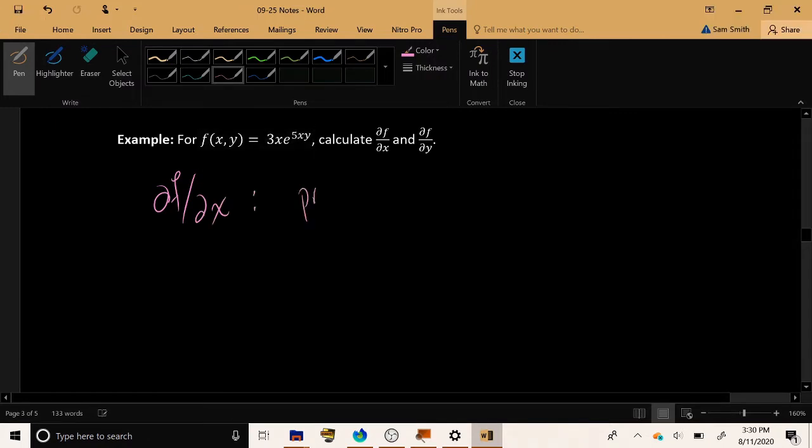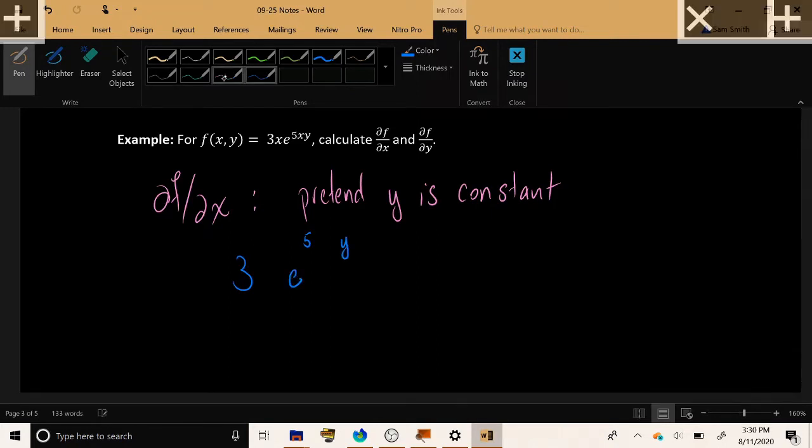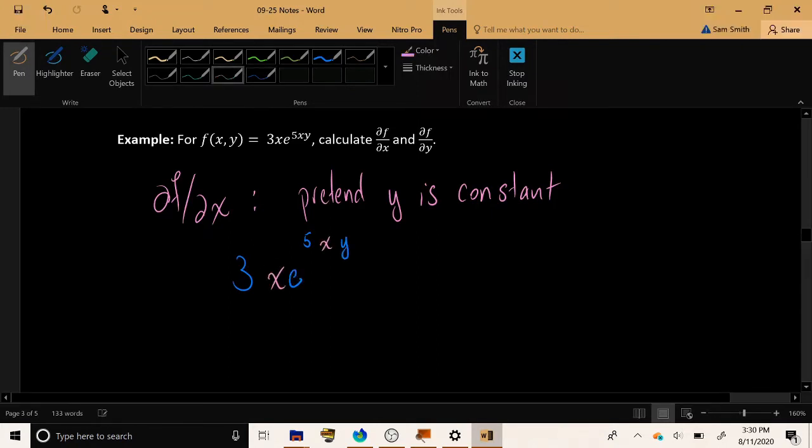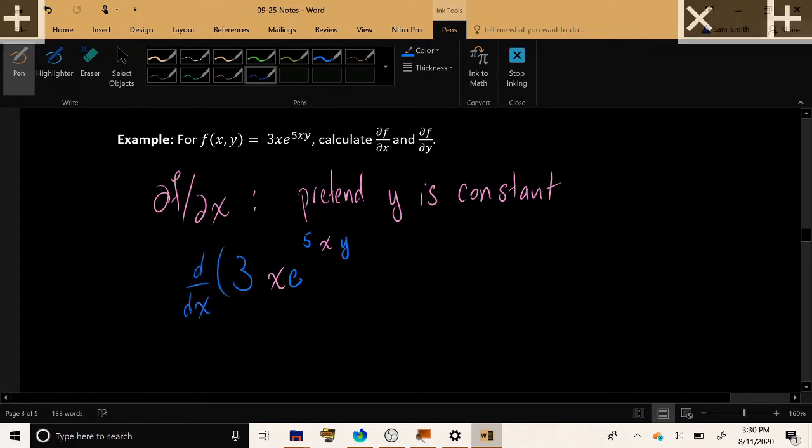In this case, I'm going to pretend that y is constant. So that means that the y in this formula is going to behave exactly like this 5, like this 3. So I'm going to call all the constants blue. Our variable is x, and everything else is a number. And now, pretending that y is just a number, I'm going to go ahead and take the derivative of this with respect to x, just like I did in Calculus 1.